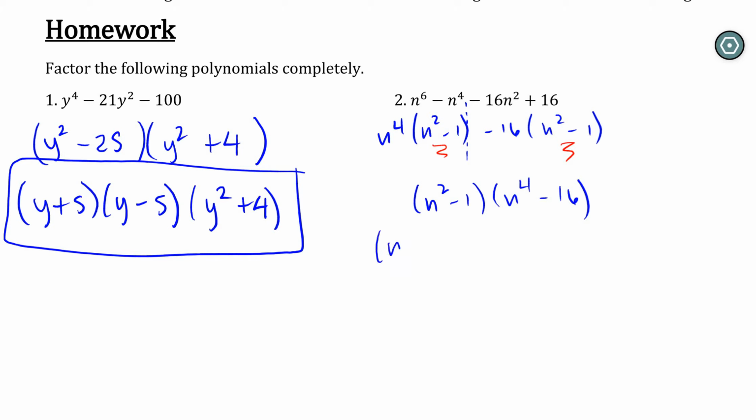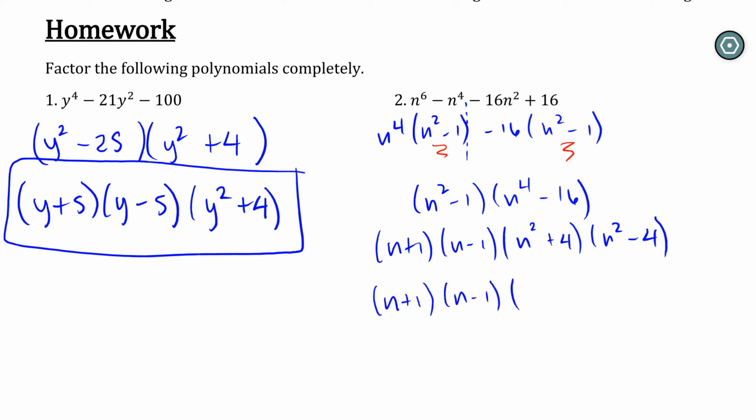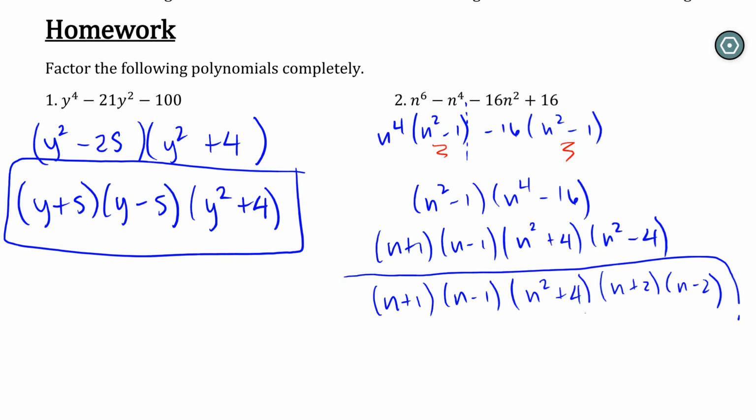So this becomes n plus 1, n minus 1. This is going to become n squared plus 4 and n squared minus 4. There's a trick there because I can still factor that again. So the n plus 1 doesn't change. The n minus 1 doesn't change. The n squared plus 4 doesn't change because it's a sum. But the n squared minus 4 becomes n plus 2, n minus 2. So essentially we're just going to keep factoring until there's nothing left to do.